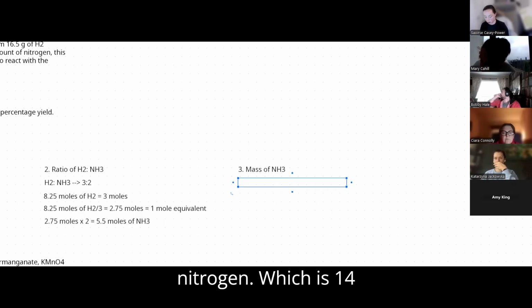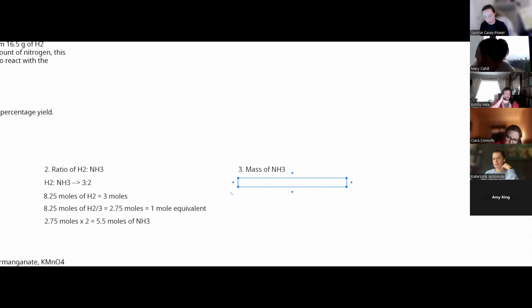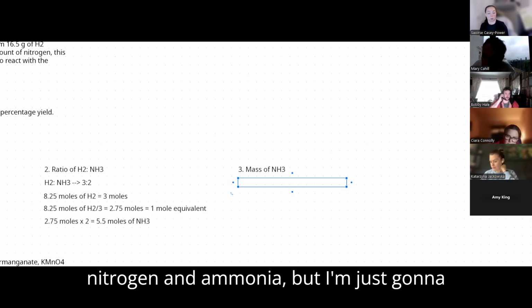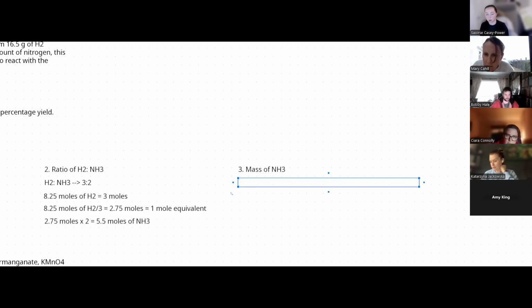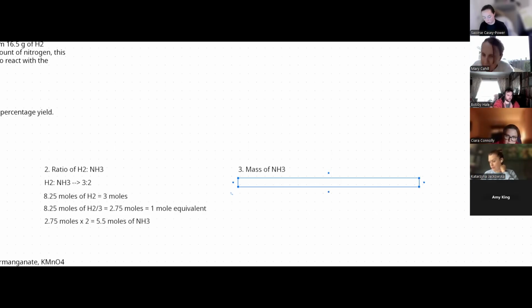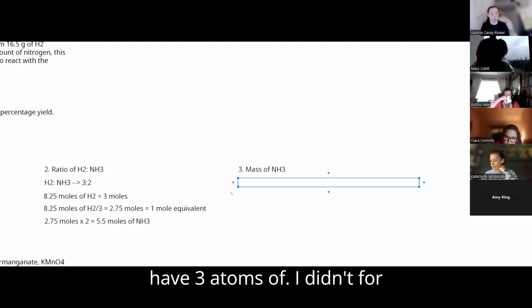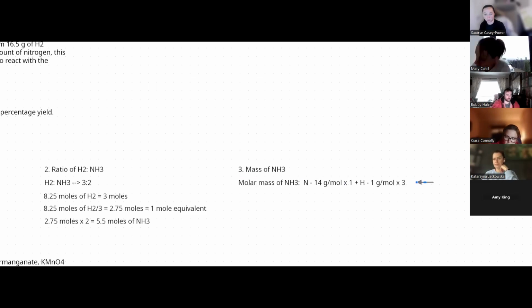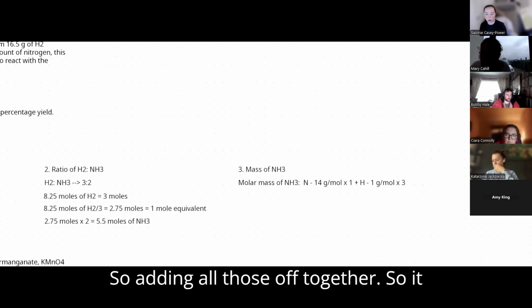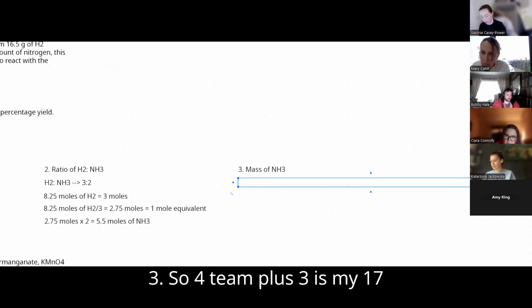So we have 1 nitrogen, which is 14 grams per mole on the periodic table. We only have 1 atom of nitrogen in ammonia, but I'm just going to include the 1 there. For hydrogen, hydrogen is 1 gram per mole, and I'm going to multiply by 3 because we had 3 atoms of hydrogen per 1 mole of ammonia. So adding all those up together, 1 by 3 is obviously 3, so 14 plus 3 is my 17 grams per mole there.